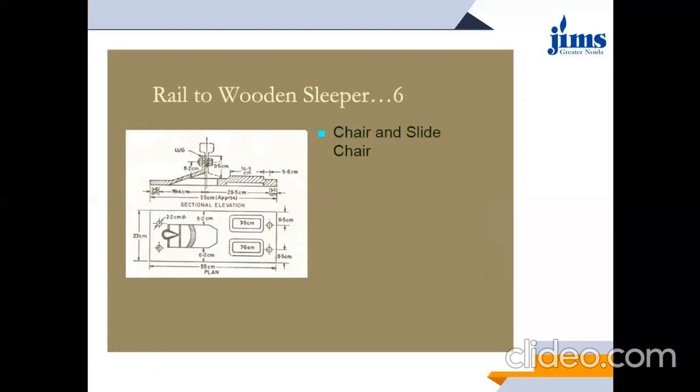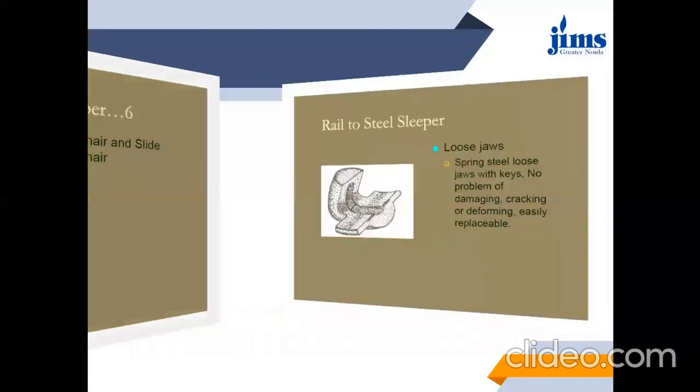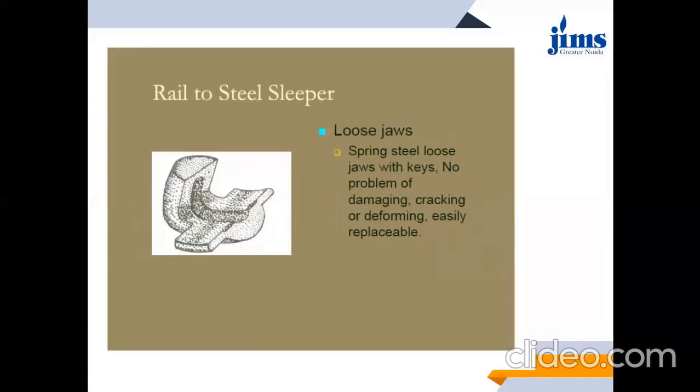Okay, here in this diagram, you can have a better view of the chair and the slide chair, where the rails are fixed. Then, in order to fix the rail to the steel sleeper, loose jaws along with spring keys are used. Over here you can have a look at this figure where this loose jaw is placed.